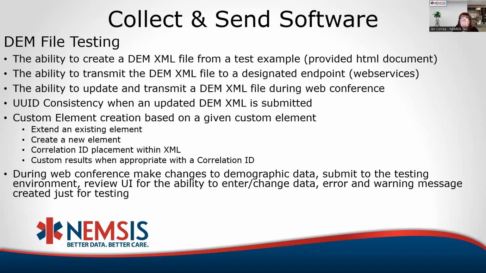We have a custom element in every demographic file for the collect and send, right? Sometimes it extends an existing element. Sometimes it's creating a new element. We look for the proper placement of correlation IDs. When no correlation ID is needed, we look for the proper e-custom results section, and we're testing them on all of that in the collect and send software. And again, we try to use existing custom elements from the National Custom Library.